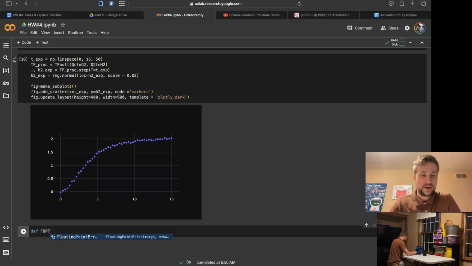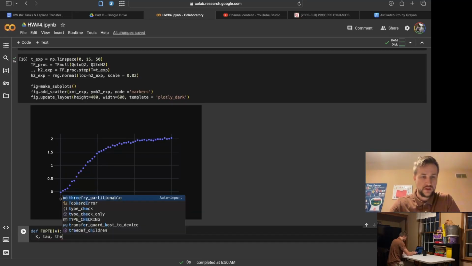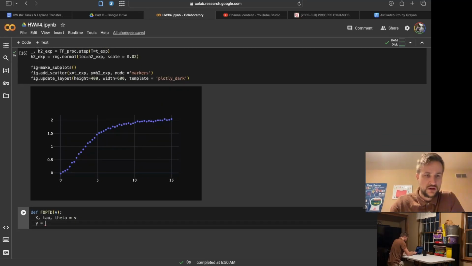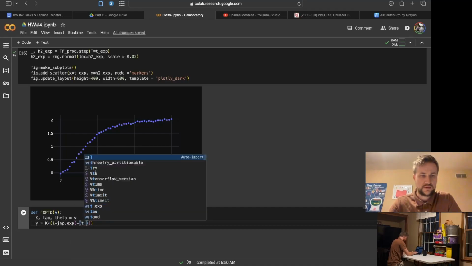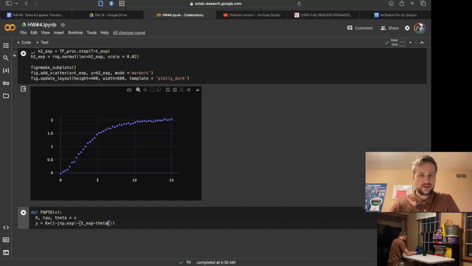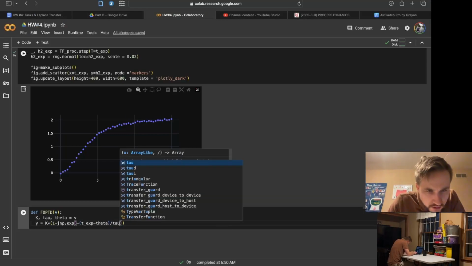do that now. So we're going to define our FOPTD model, which takes in a vector of parameters, and we have our k value, our tau, and our theta. And we're going to unpack that in our vector of parameters here. Now we have what we showed is our first order plus time delay. And so we have our k times 1 minus the exponent of minus, we had our time experiment, minus theta, and then that was divided by tau. And I think that's good to go for that.